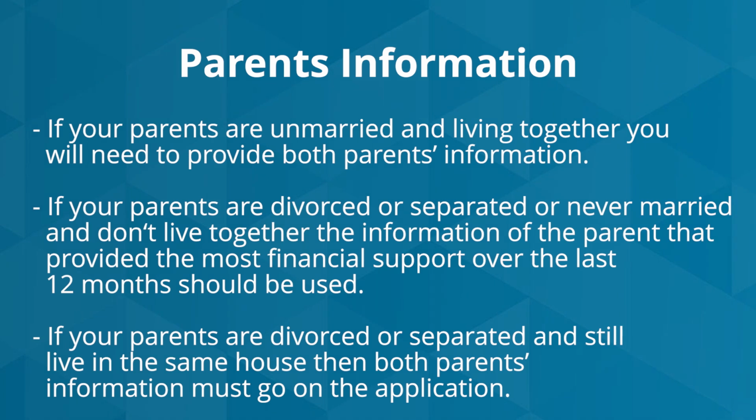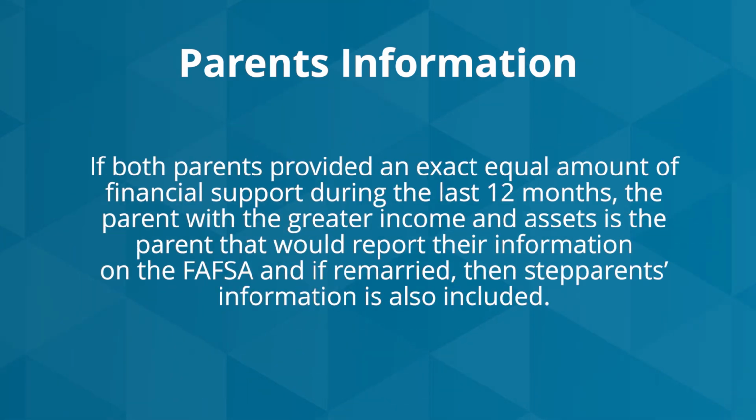If your parents are divorced or separated, but still live in the same household, in that case, you will have to report both parents' information because they're living in the same house together. What if both parents provided an equal amount of financial support to you over the last 12 months? Which parent do you need to use? If both parents provided an exact equal amount of financial support during the last 12 months, the parent with the greater income and assets is the parent that would report their information on the FAFSA. And if they're remarried, then step-parents' information is also included.